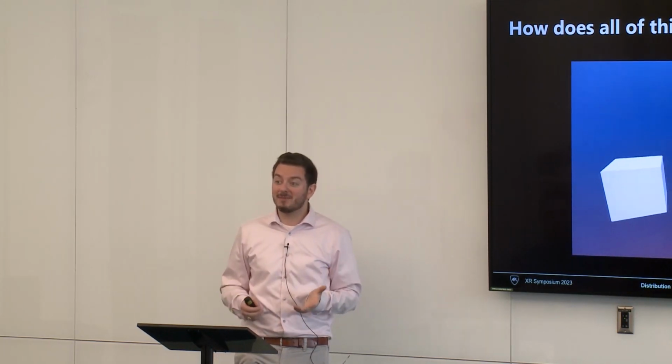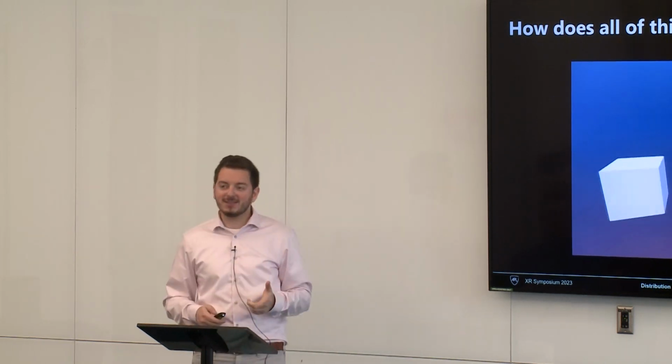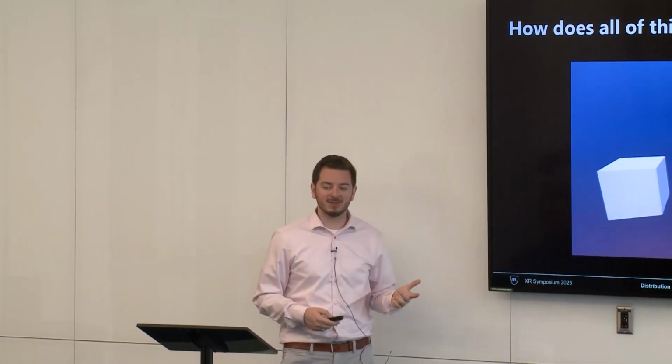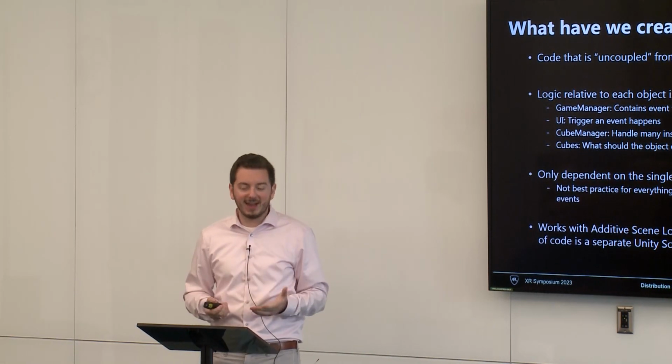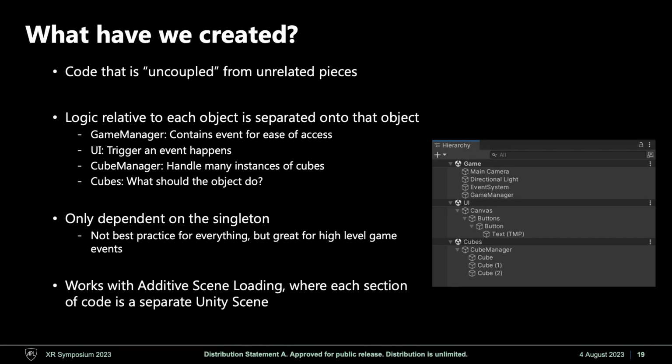And this looks like a very basic thing. But where do we go with this, right? Because what does this mean? Well, what exactly have we created? In this case, we have code that has completely uncoupled things that are unrelated. There's no spaghetti code or spaghetti references of things going all over the place. What we've done is we've said the logic relative to each object only exists on that object.